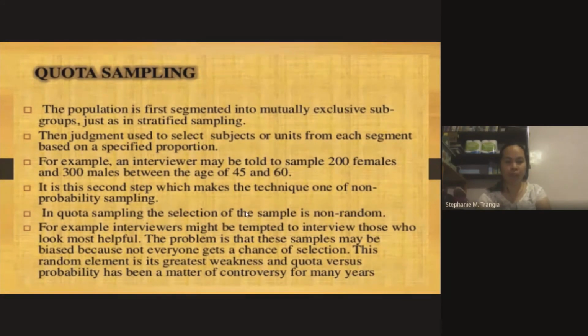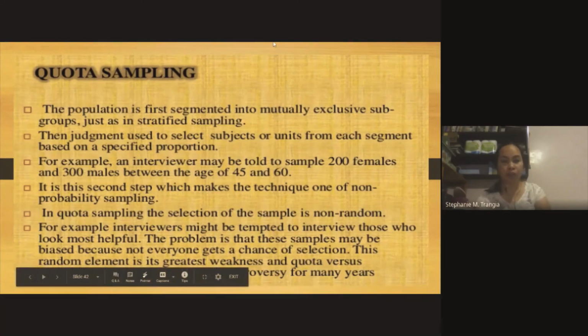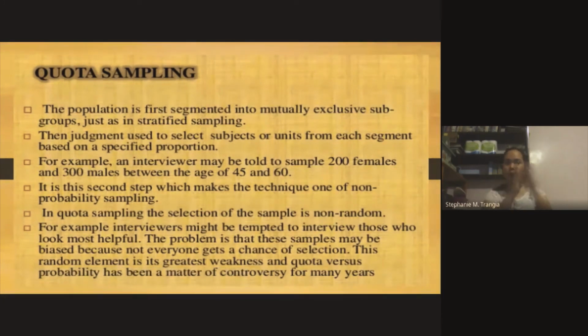So, for example, interviewers might be tempted to interview those who look most helpful. The problem is that these samples may be biased because not everyone gets a chance of selection. This random element is its greatest weakness, and quota versus probability has been a matter of controversy over many years. So quota is closely related to stratified, but the selection process within subgroups is not probability sampling. It's not SRS, it's not systematic sampling.